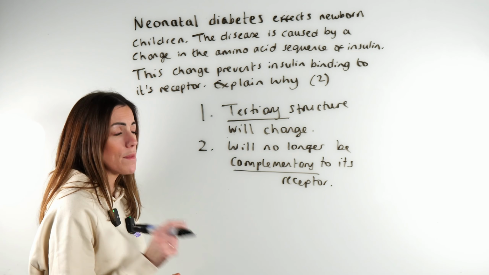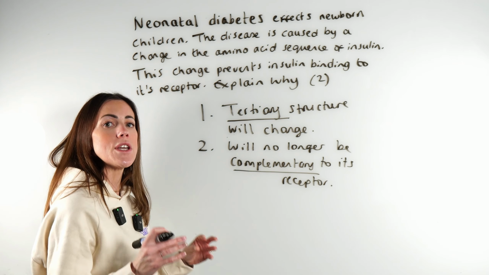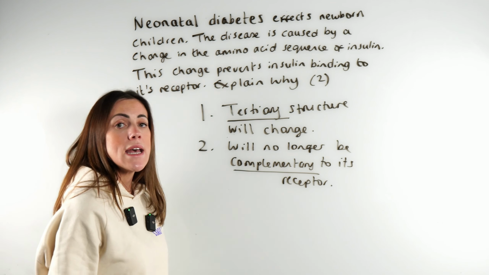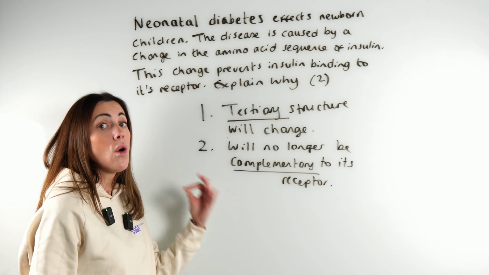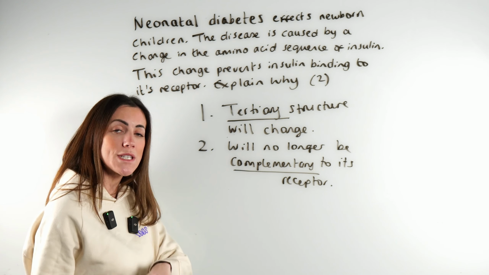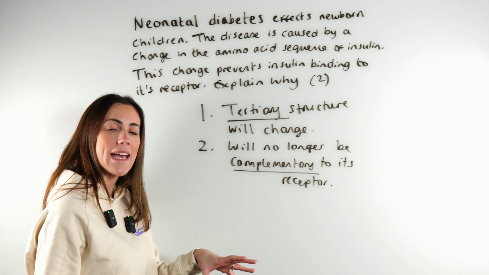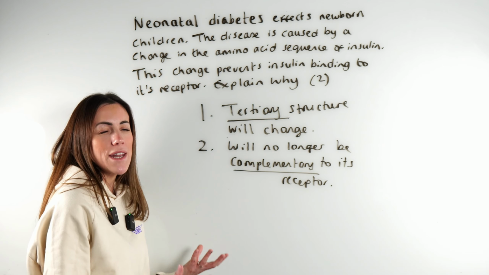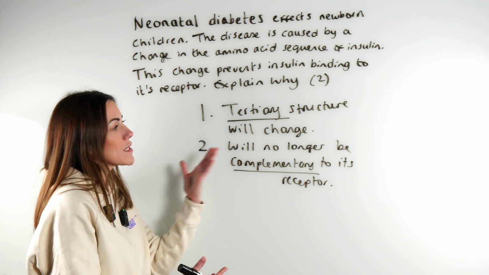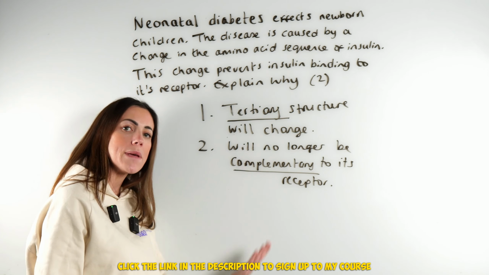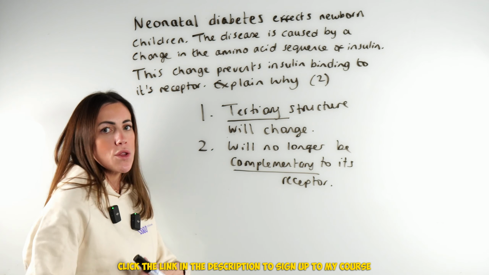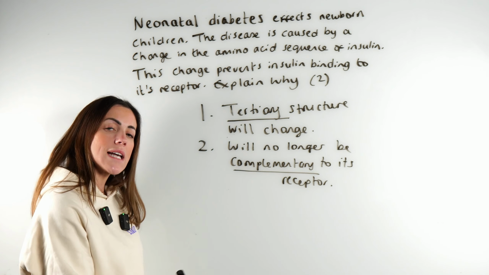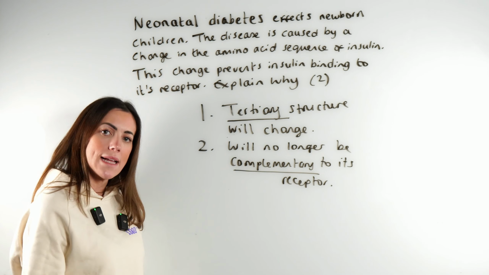One thing to note on this question, do not mention active sites. That's a mistake that a lot of students make. Insulin is a hormone and it binds to a receptor. We do not have an enzyme, okay? It does not have an active site. A lot of students just assume that because we're talking about tertiary structure and being complementary, that they should throw the term active site in there, but only use active site if you are talking about the enzyme.